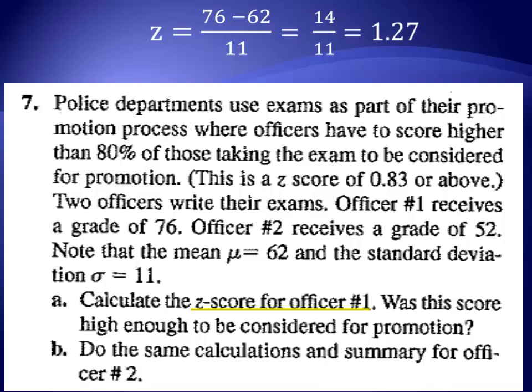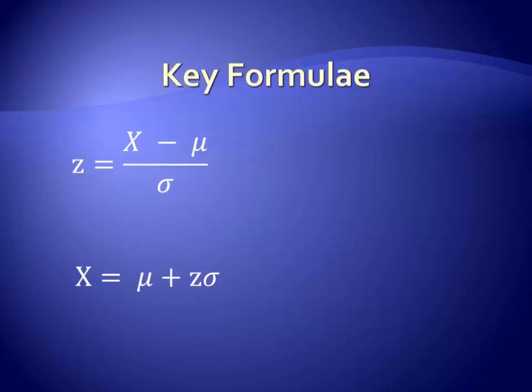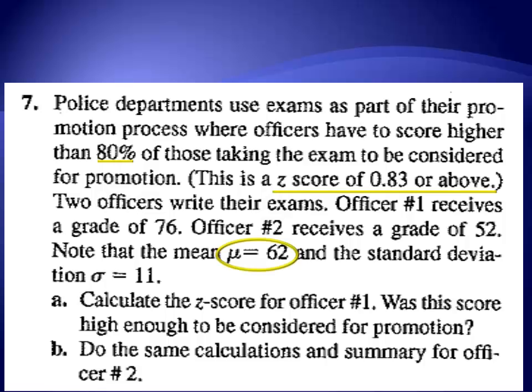However, instead of having to calculate z-scores for each officer, let's take a simpler approach. This would involve using the second formula mentioned earlier. The question mentions the mean, standard deviation, and the z-score used for the cutoff. This means that we can easily determine the cutoff score that should be used for all officers by plugging these values in the equation above.